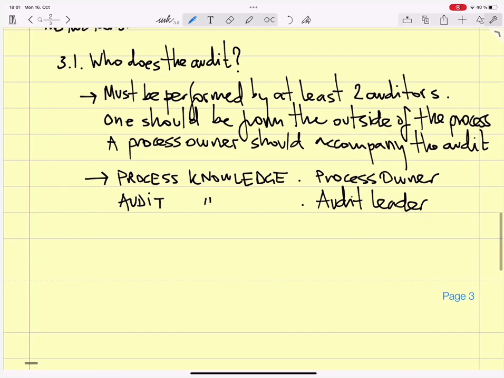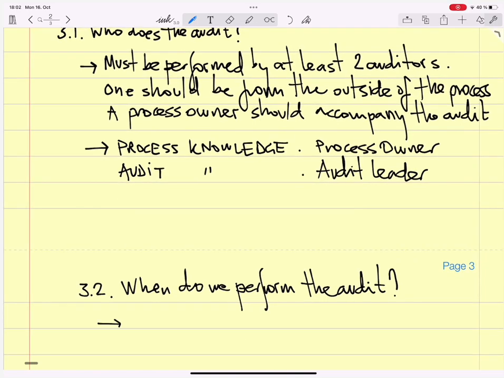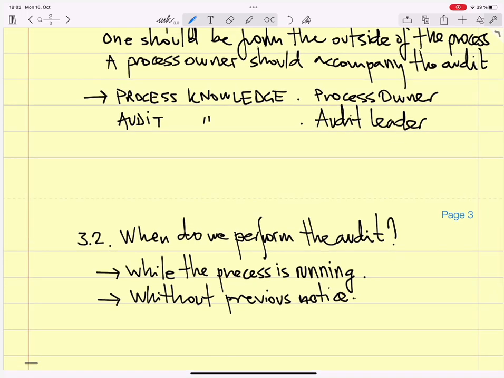So 3.2. When do we perform the audit? While the process is running, okay, so you do it when they are producing in the factory, and without previous notice. Okay? So nicht vorher Bescheid geben oder so.